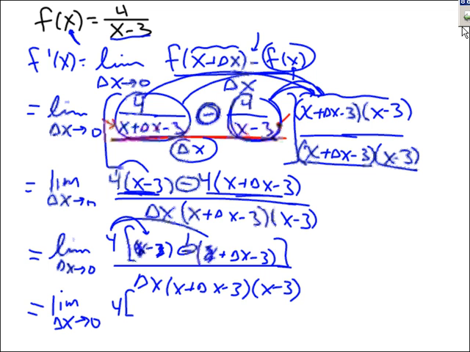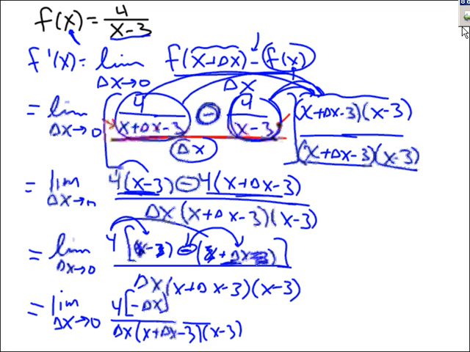I see negative 3 and I see negative 3. I subtract and there is 3. But please don't say delta x survived. Negative delta x over delta x times x plus delta x minus 3, which I'll put in right now, minus 3 times x minus 3. Well, negative delta x over delta x is negative 1.